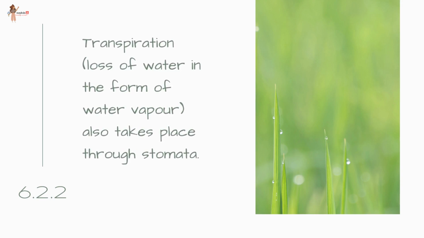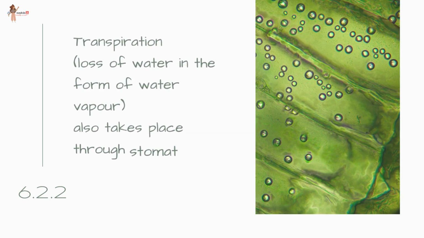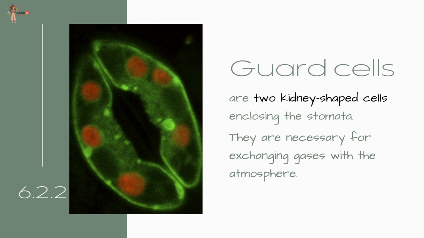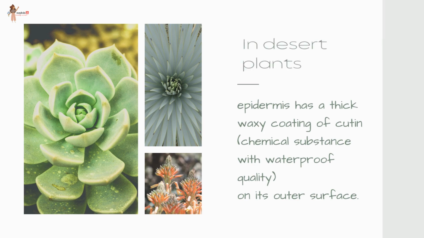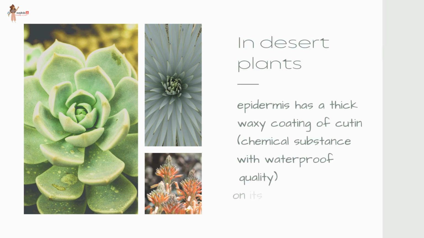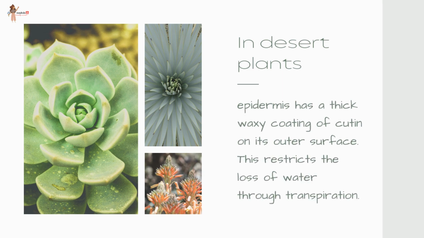Transpiration, that is, loss of water in the form of water vapor, also takes place through stomata. Stomata are enclosed by two kidney-shaped cells called guard cells. They are necessary for exchanging gases with the atmosphere. Epidermal cells of the roots, whose function is water absorption, commonly bear long, hair-like parts that greatly increase the total absorptive surface area. In some plants, like desert plants, the epidermis has a thick, waxy coating of cutin on its outer surface. This restricts the loss of water through transpiration.